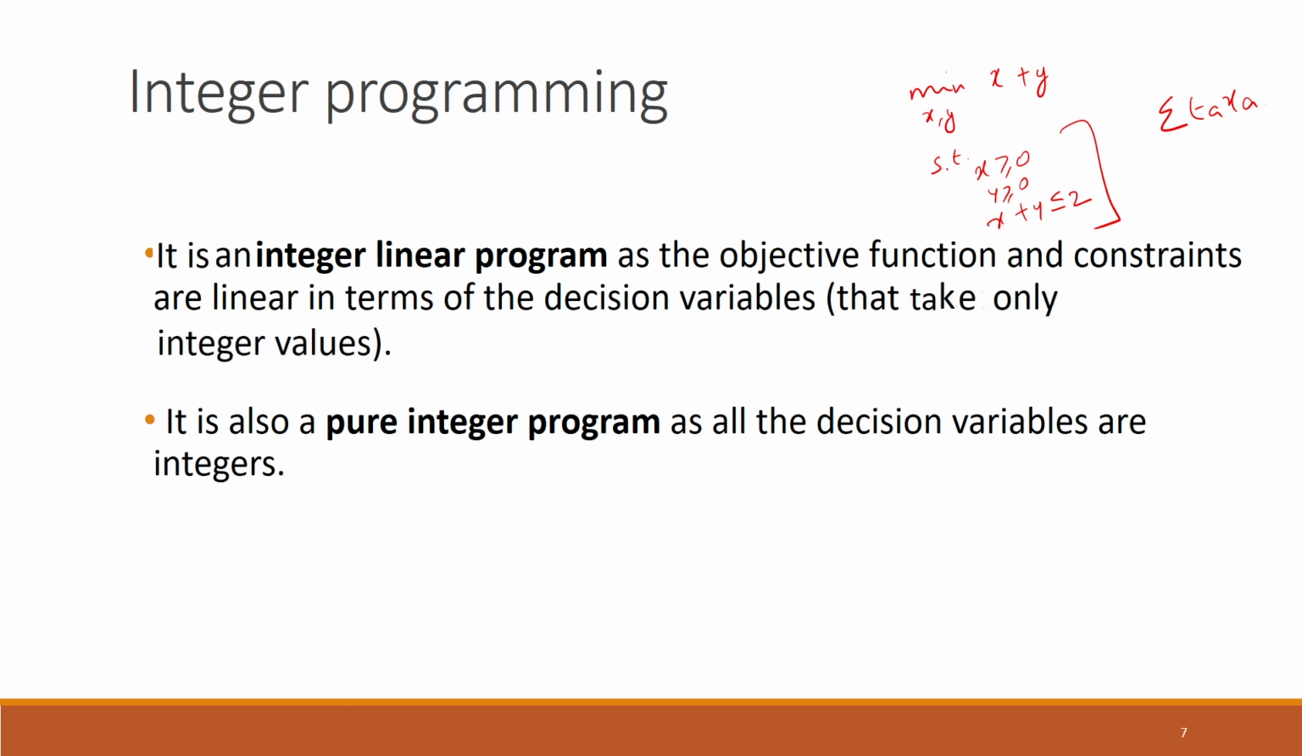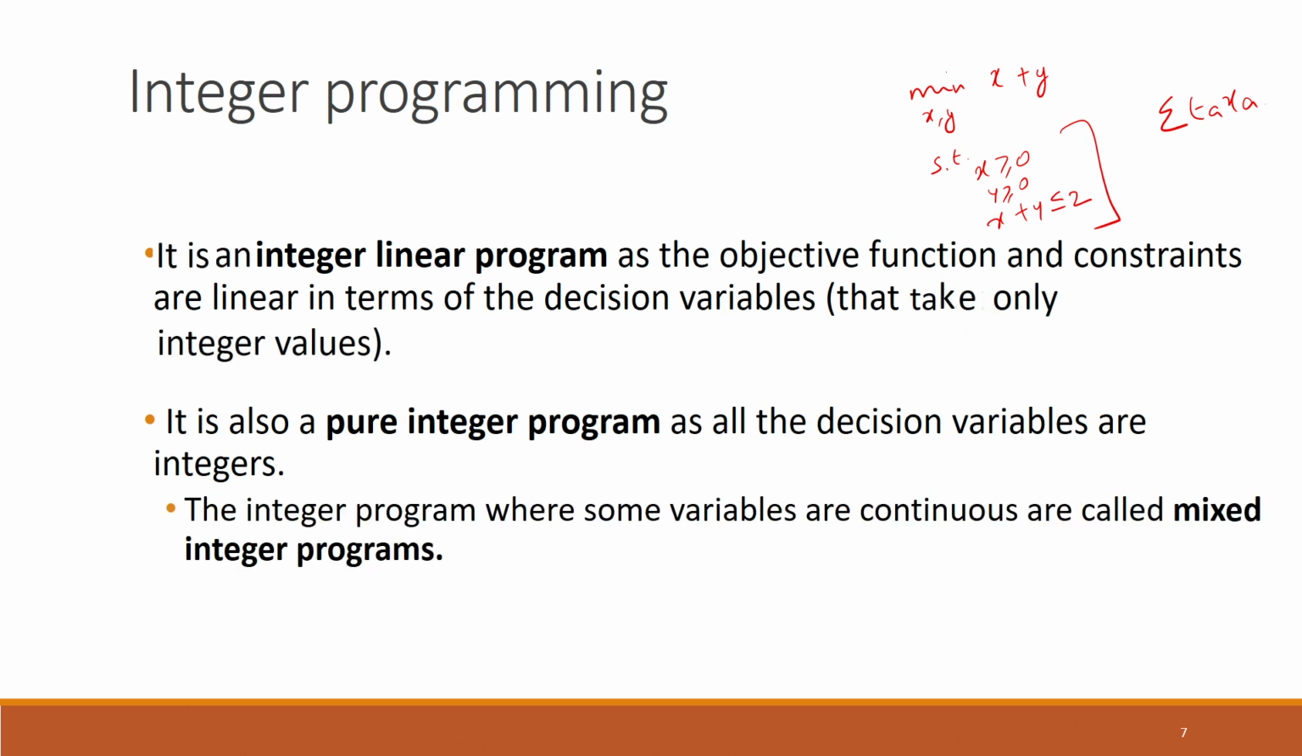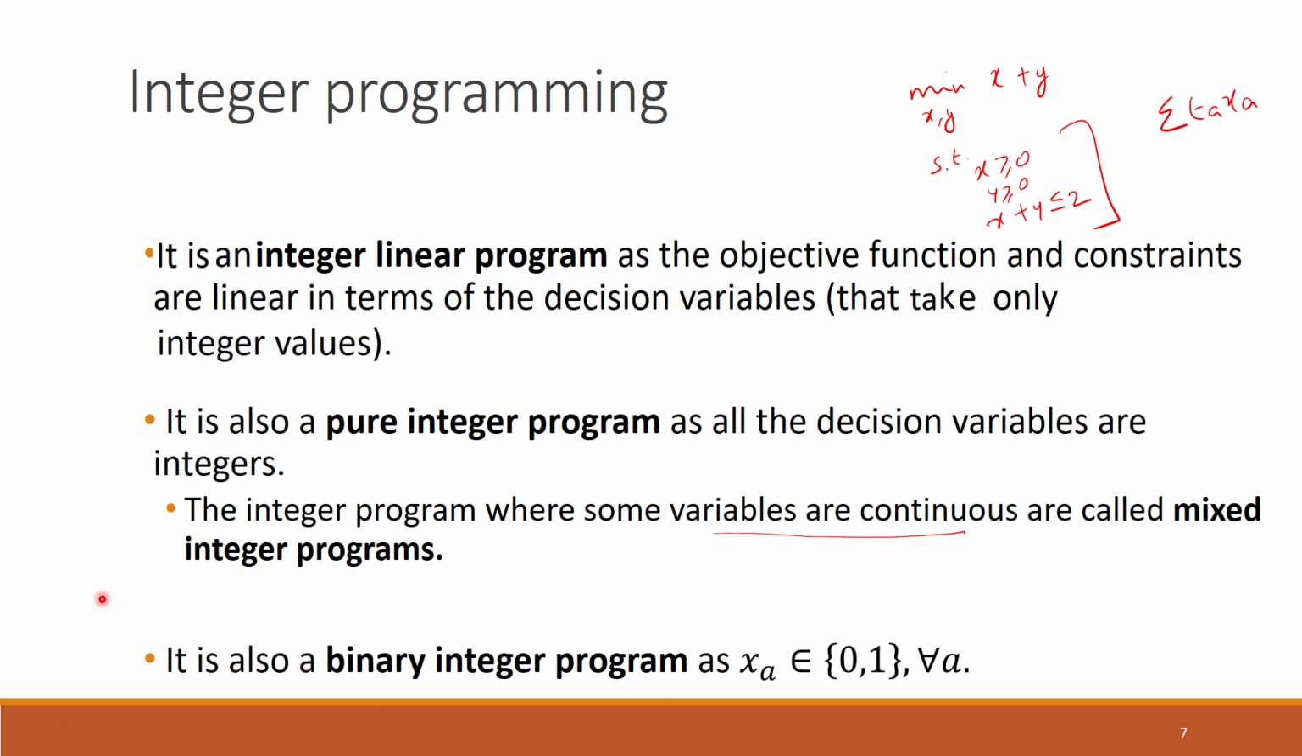So, you can think that there will be some other name for integer programs where we can also have some variables that can take continuous values. Those integer programs where some of the variables are allowed to take continuous values are called mixed integer programs. Also, this shortest path problem is a binary integer program, because the decision variable x_a can only take two values, either 0 or 1.